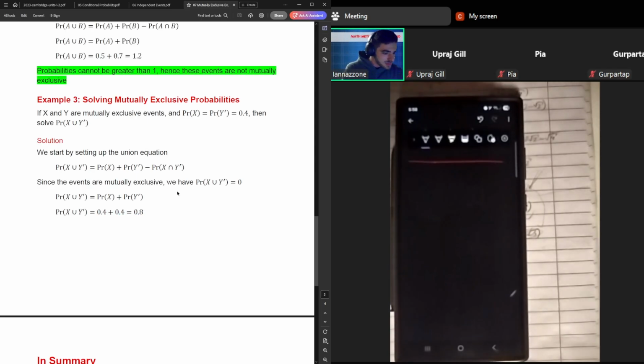And I didn't highlight that green. Of course I didn't. Green. Mutually exclusive.